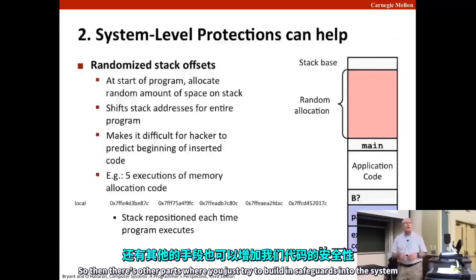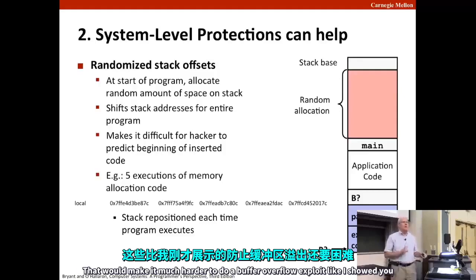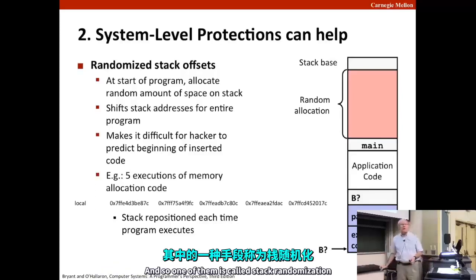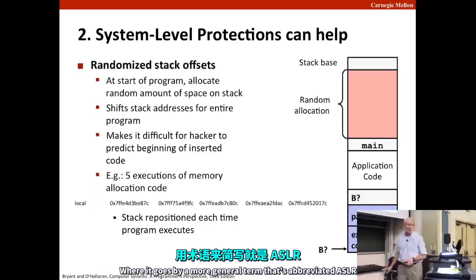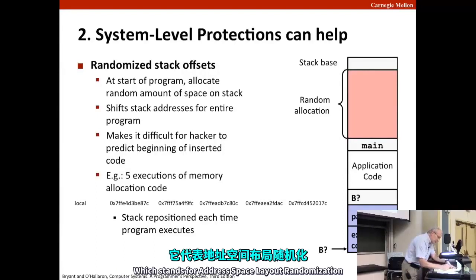So then there's other parts where you just try to build in safeguards into the system that would make it much harder to do a buffer overflow exploit like I showed you. And so one of them is called stack randomization, or it goes by a more general term that's abbreviated ASLR, which stands for Address Space Layout Randomization.